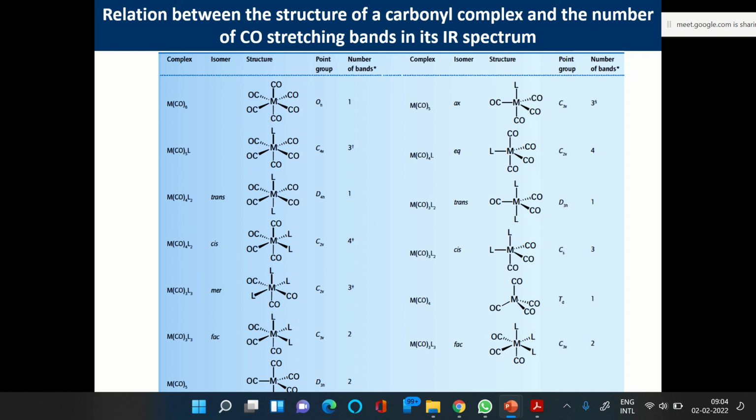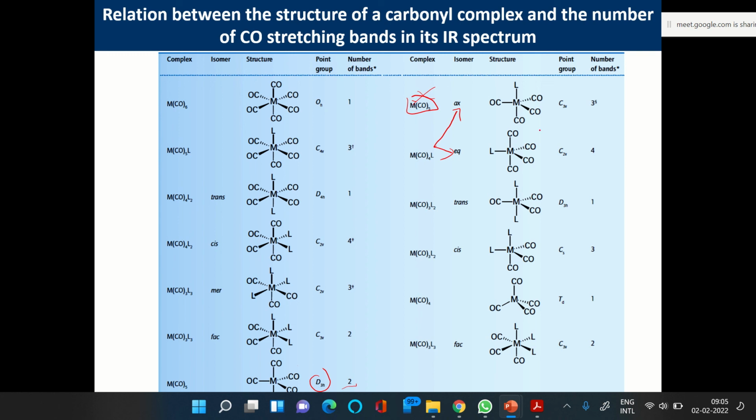So here what we were seeing is the pure trigonal bipyramidal MCO5. This is a perfect TBP structure, trigonal bipyramidal. D3h is the symmetry, and the number of bands appearing is 2. For MCO4L, there will be two isomers, one axial and one equatorial. This is not correct.